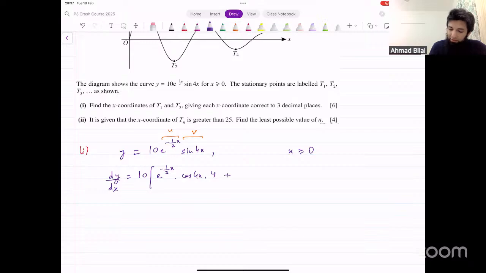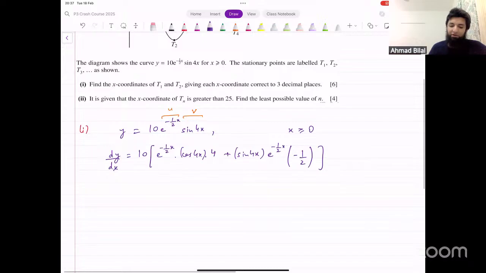Derivative of 4x, that's 4, plus sine 4x as it is, right? V as it is, times derivative of e power minus half x. So e power minus half x remains e power minus half x, but then you have to multiply with the derivative of this, which is minus half.